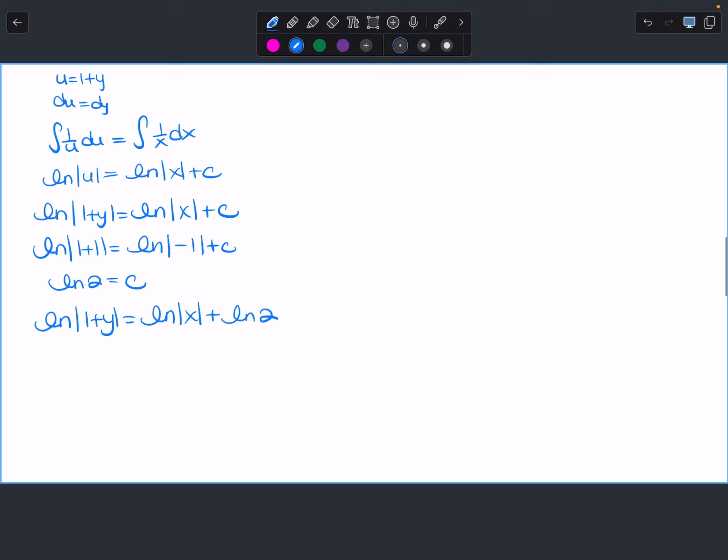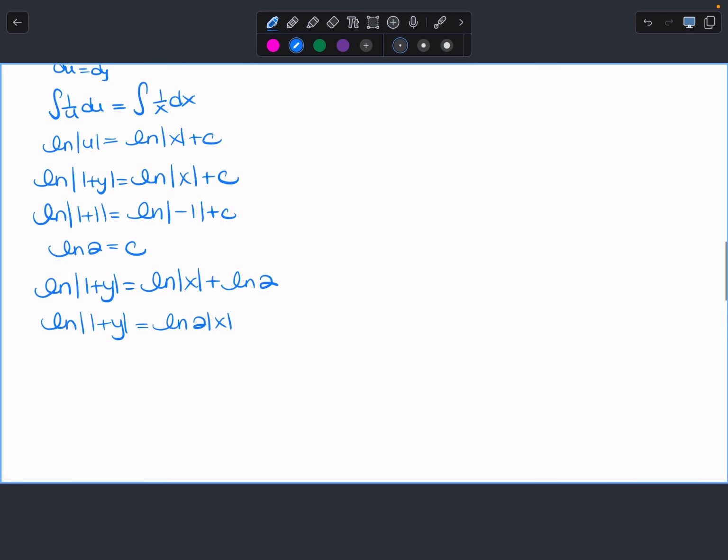I have to use a property of logarithms. Addition means multiplication. Because I have ln on both sides of the equation, I can drop the ln, and I'm left with the absolute value of 1 plus y is equal to 2 absolute value of x. Still got to get y by itself. y cannot be an absolute value either. So I have to get rid of the absolute value, and I have to get rid of that 1 that's being added to it, right?